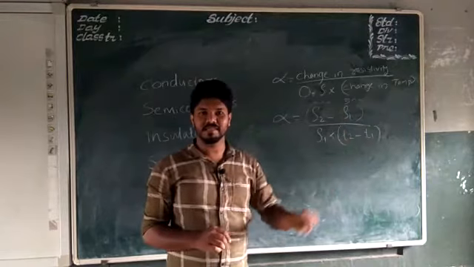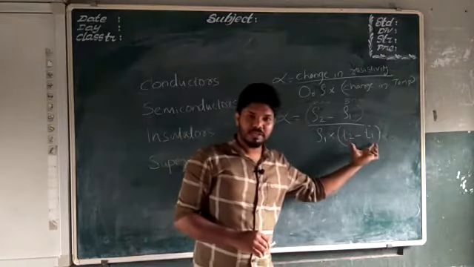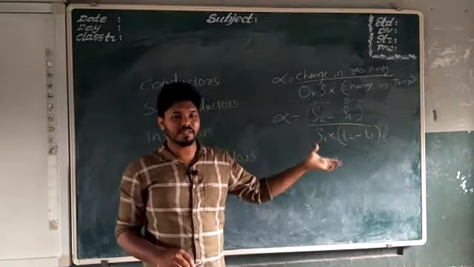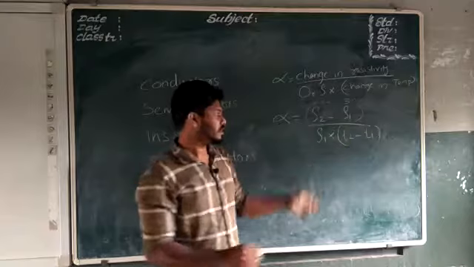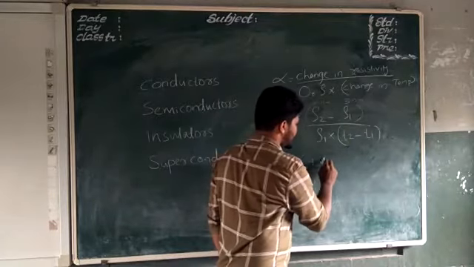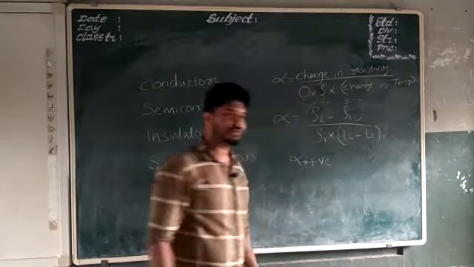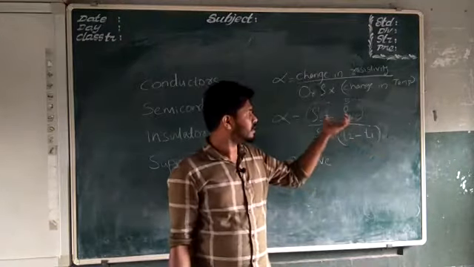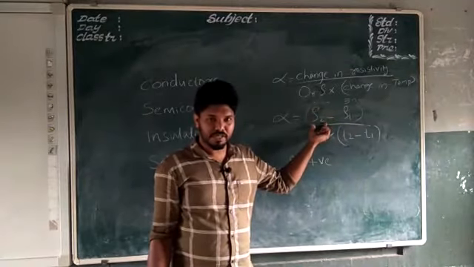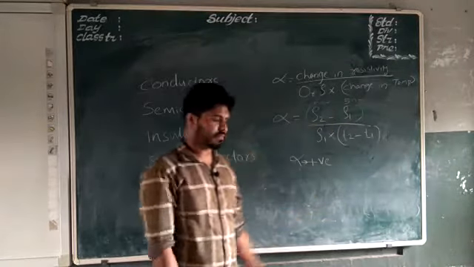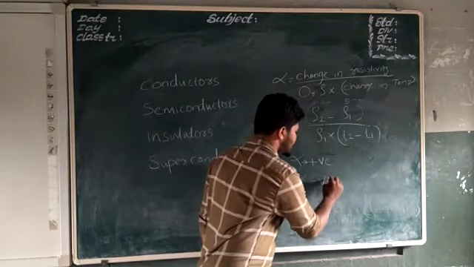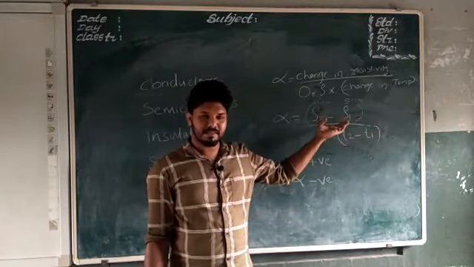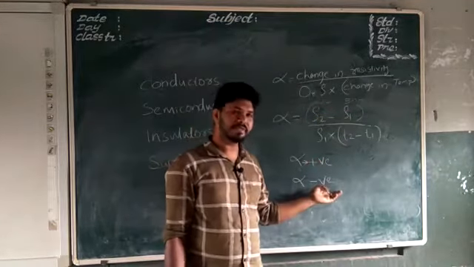In that case it will be negative. So according to the increasing temperature, if the value of resistance also increases, the value of resistivity also increases, and alpha is a positive value. So how does alpha become positive? According to the increasing temperature, if the value of resistivity also increases, then alpha will be positive. Alpha is negative in the case where temperature increases but the resistivity decreases.